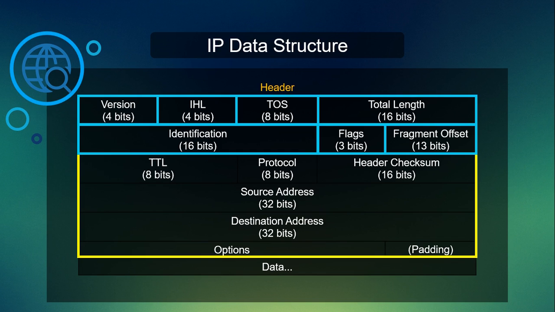Protocol indicates the higher layer protocol contents of the data carried in the packet. Header checksum carries information to ensure that the received IP header is error-free. IP provides an unreliable service and therefore this field only checks the IP header rather than the entire packet. Source address is the IP address of the host sending the packet. Destination address is the IP address of the host intended to receive the packet.